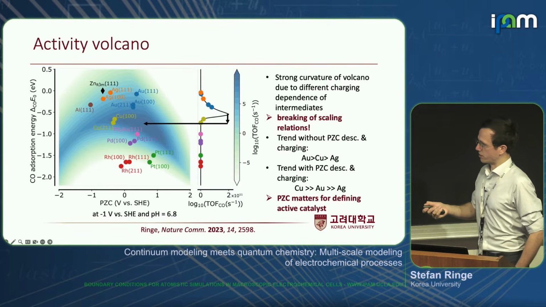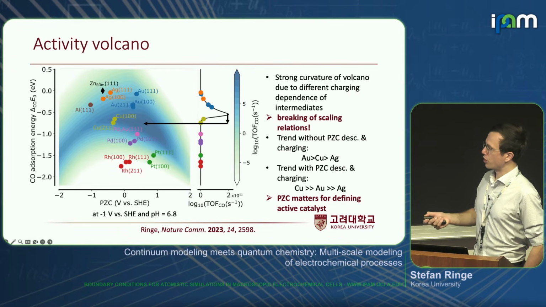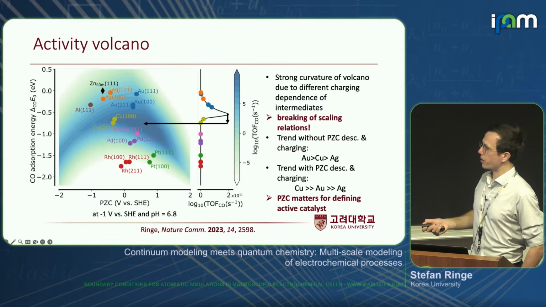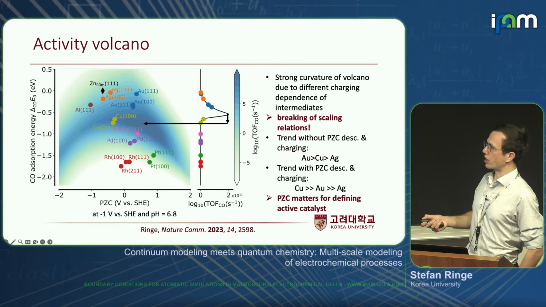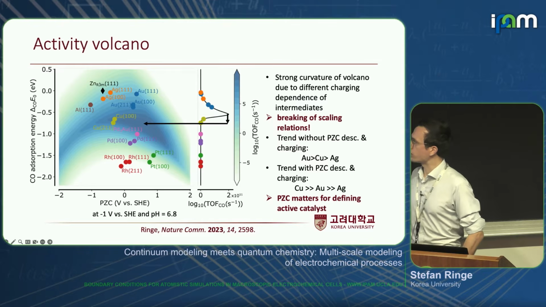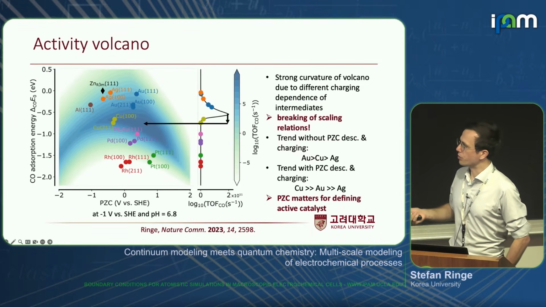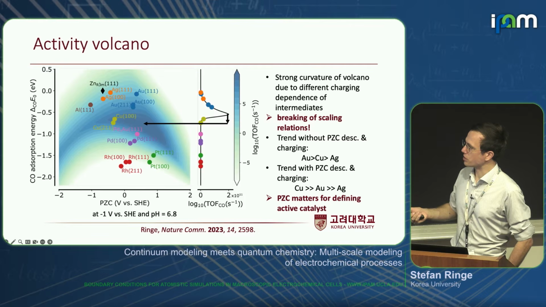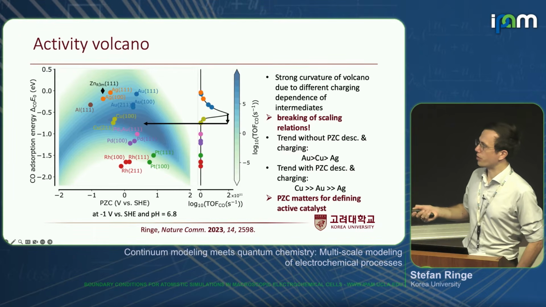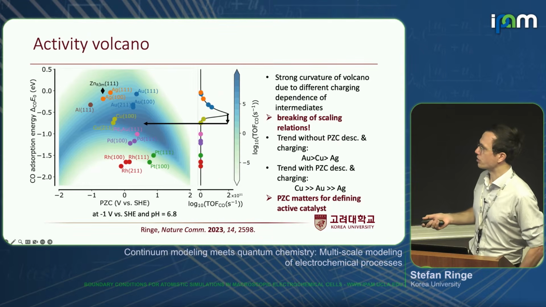And the reason for that is this curvature here, which you get due to the surface charging effects, which give you this huge dependence on the potential of zero charge. So the surface charging effects are really important here to find the best catalyst. If you would only go by the CO adsorption G descriptor, you would end up with the wrong catalyst and predict the wrong catalyst to be active.